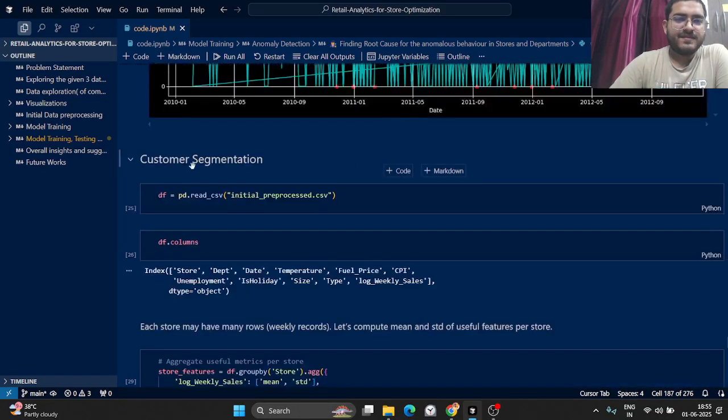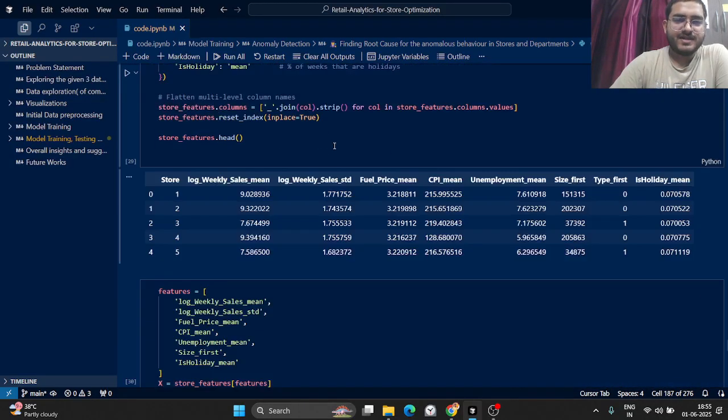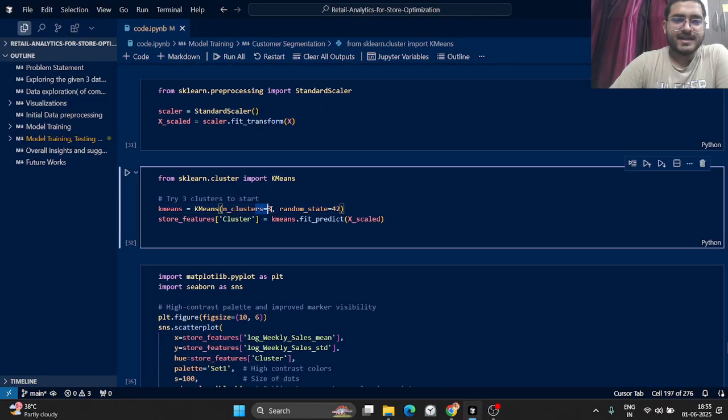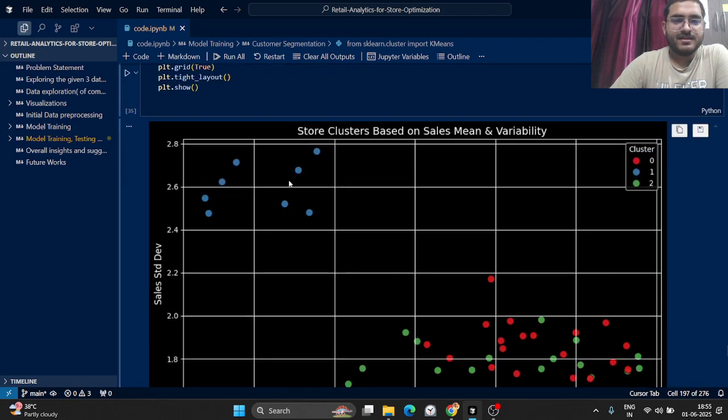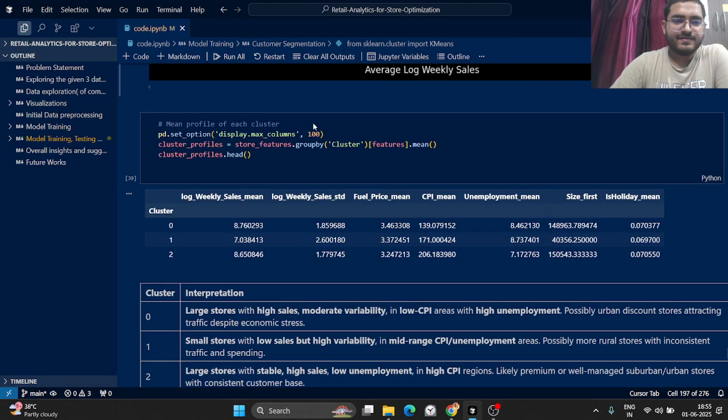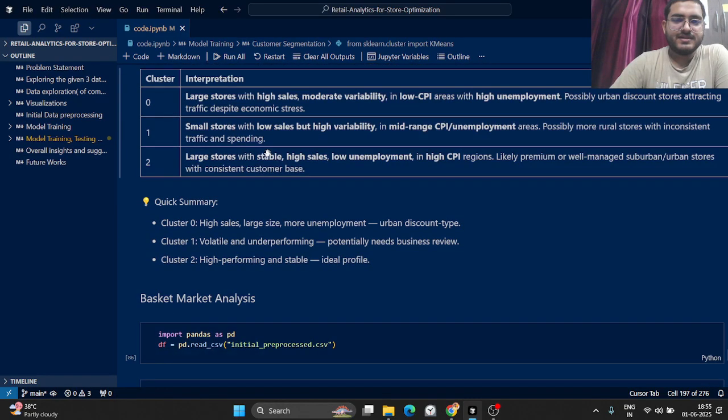After that, we went for customer segmentation. We performed clustering using k-means. We kept the number of clusters equal to three, and we got three clusters. For one, weekly sales were higher; for another, weekly sales were lower. We also tried to understand the values for each cluster and interpret them. Cluster 2 was high performing and stable, its ideal profile. Cluster 1 is volatile and underperforming, and its potential needs to be kept under business review.